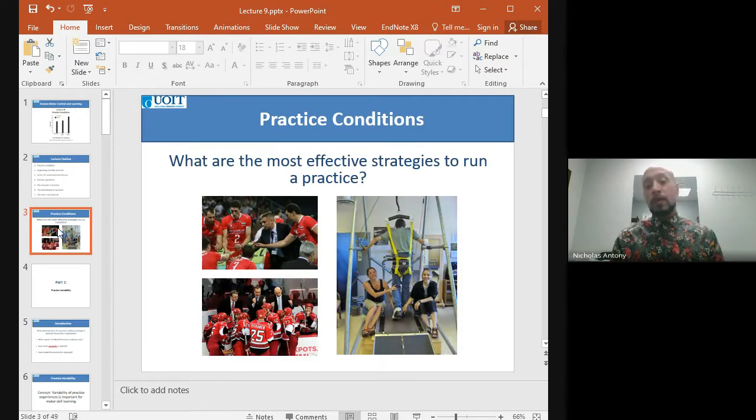So before we start, I wanted to pose a question to all of you. Look at these pictures here. We have a soccer team, a football team, a hockey team, and then we have a rehab environment. What are some ideas of the most effective practice strategies you would include to run practices for these different conditions?